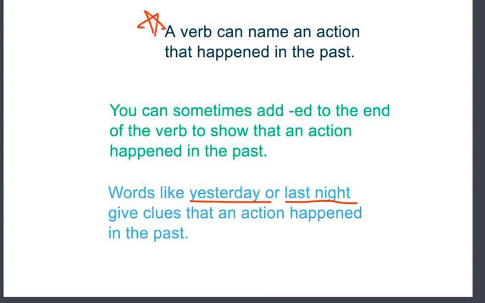By my red star, a verb can name an action that happened in the past. That's one thing that a verb can do. A verb is an action word. So one thing a verb as an action word can do is that it can name an action that happened in the past. So that's what we're talking about right now.